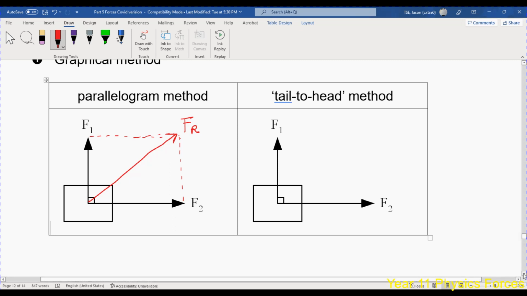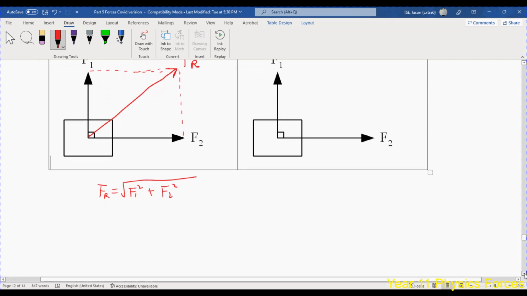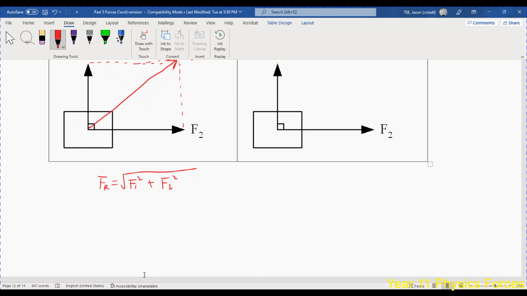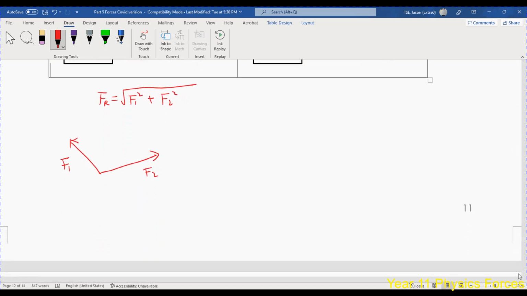So how can you find that resultant force? You can say, okay, I can use F1 squared plus F2 squared, because obviously you can use the Pythagoras theorem. But how about other forces like this one, F1, F2? Okay, you can still do it. You can still draw a parallelogram, and the resultant force is just the diagonal. But in this case, you can't use that Pythagoras rule anymore.